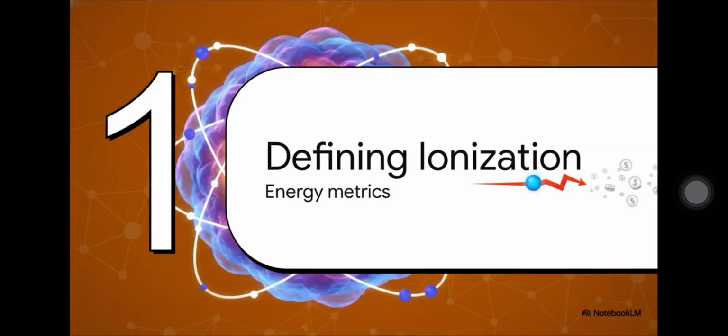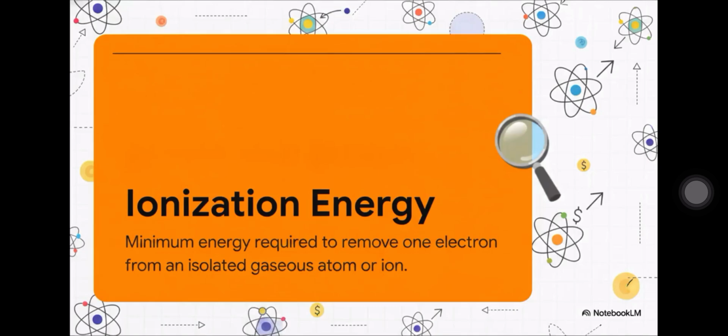Defining ionization energy. To really understand this atomic tug-of-war, we first have to figure out the exact price of stealing an electron. Essentially, ionization energy is the minimum amount of energy required to remove one single electron from an isolated gaseous atom or ion. Look, removing an electron is not something the atom does willingly. You have to force it.